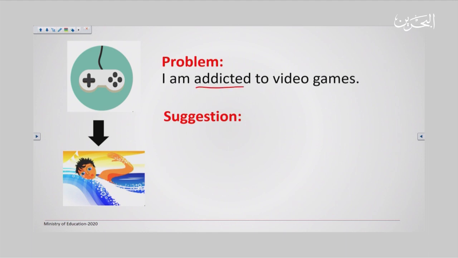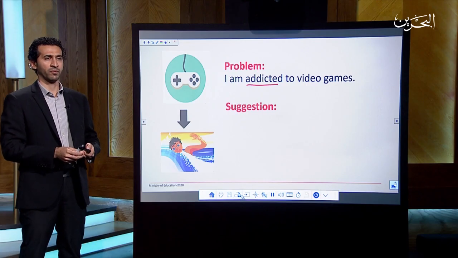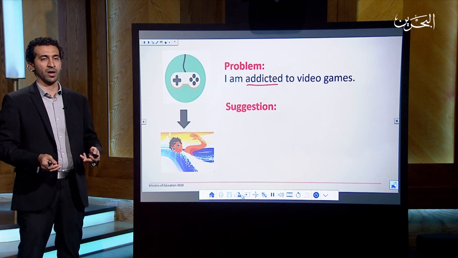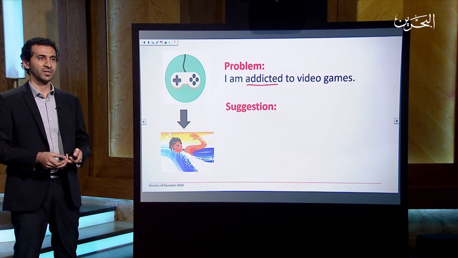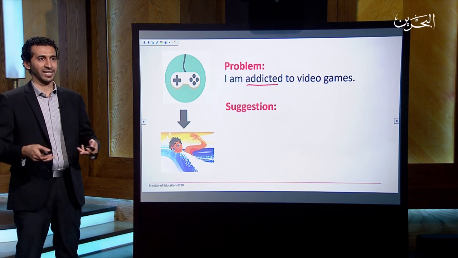Addicted is to use something extensively. Okay? For example, you play video games for very long hours. Maybe 2 hours, 3 hours, 5 hours. So this is a kind of addiction. You cannot get rid of playing games all the time. So what can you do?